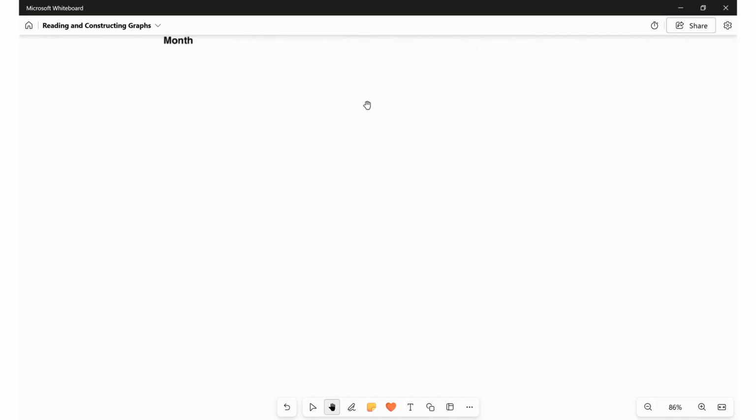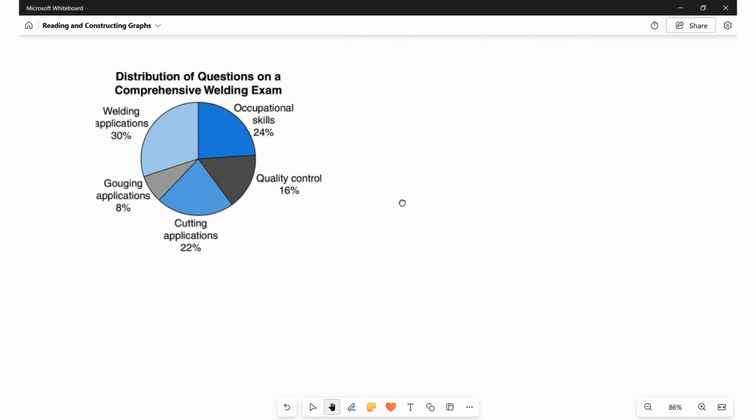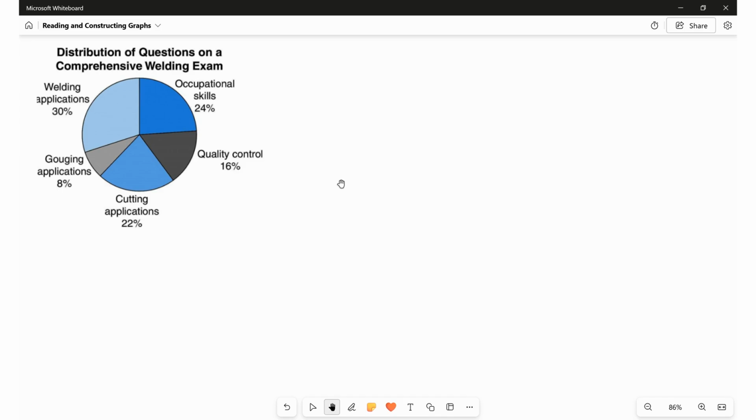All right, so let's take a look here at our last type of graph. And this graph is what's called a circle graph. And just like everything else, the circle graph tells us a lot of information. So when we're dealing with a circle graph, these little sections are split into percents. And we can tell a lot by these percents.